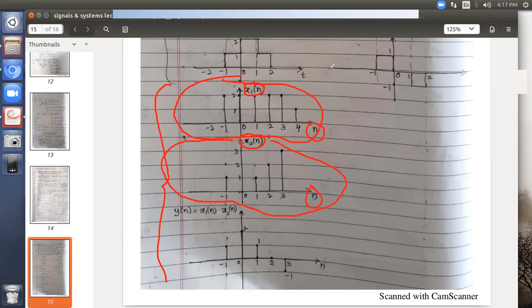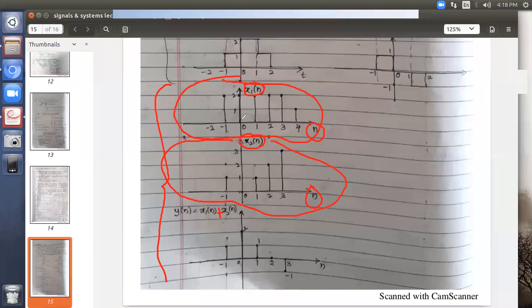I think I have done multiplication here. No, addition only. I think I have lost this. It should be plus, x1 plus x2.